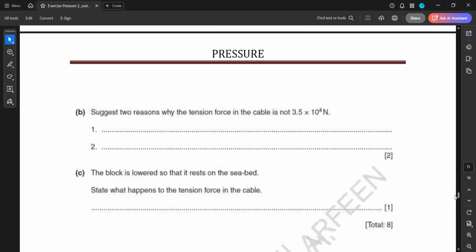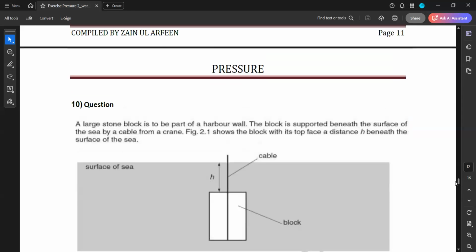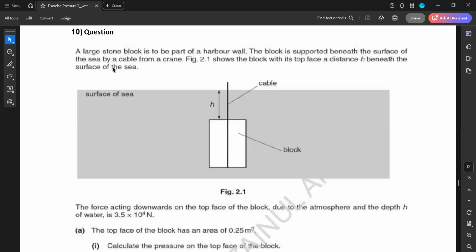Sir, I have a doubt in 10B part 2. Suggest 2 reasons why the tension in the cable is not 3 newtons. Look, let's say this box is 2 newtons. How much force do I have to apply to lift this box? The minimum force, if the weight of the box is 2 newtons, is 2 newtons upward. And when we apply force by using a wire or a string, we call that force tension.